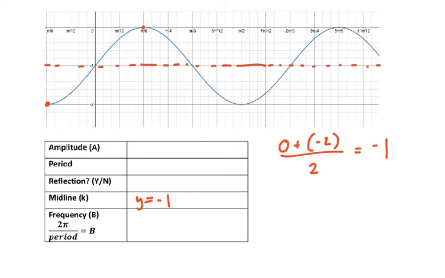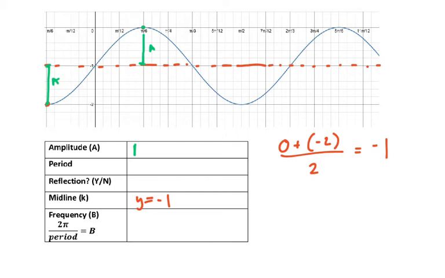And so from there, we can figure out our amplitude because the amplitude is going to be the distance from the maximum point to our midline or from the minimum point to our midline. This is our amplitude, which in this case is going to be 1. That is the distance from the midline to either the maximum or the minimum point.